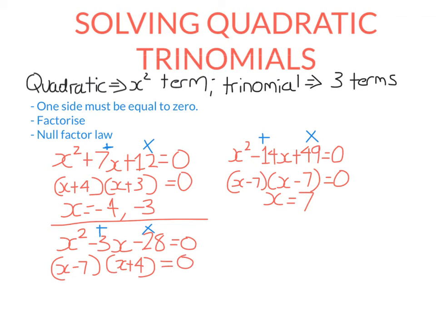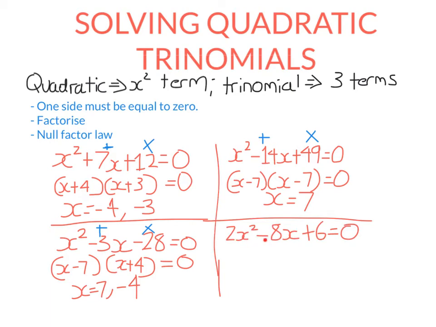Either the first thing equals 0, which would mean x equals 7, or the second thing is equal to 0. X would be minus 4. So let's look at this equation here. 2x squared minus 8x plus 6 equals 0. Once again, the first step is done for us. So we skip to factorizing.